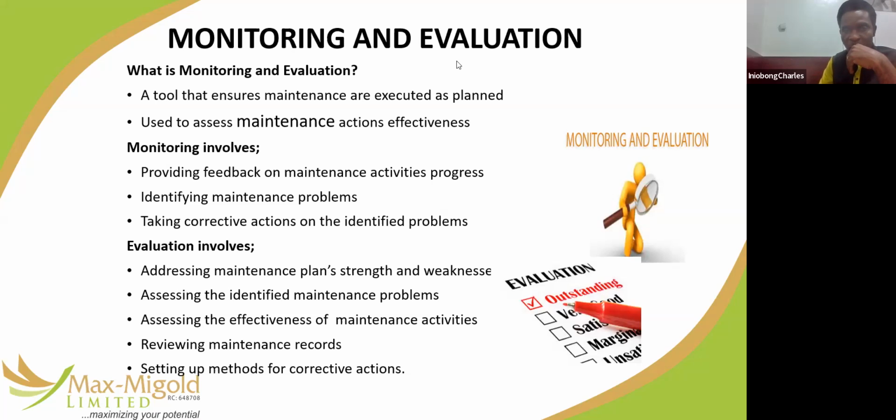Identifying maintenance problems. During monitoring, you will be able to identify maintenance problems. Of course, when you carry out a scheduled inspection or focused inspection on your assets, you'll be able to identify maintenance problems so that you implement a corrective action on the identified problems.